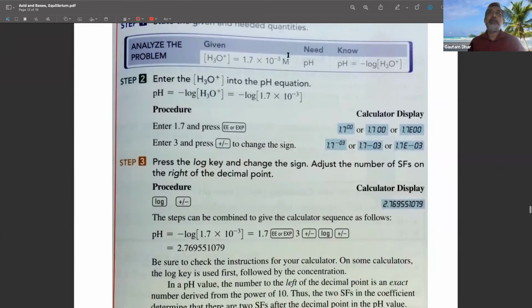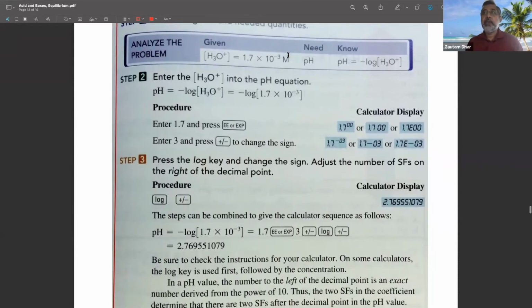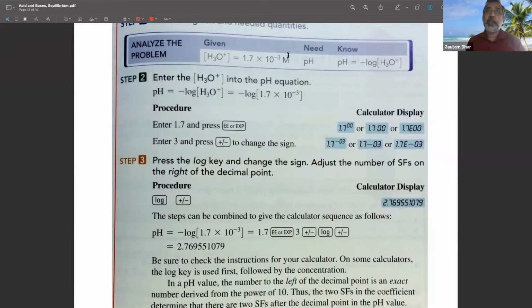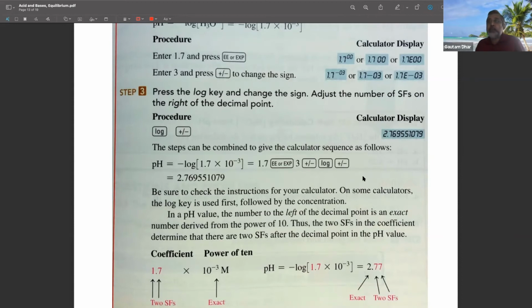So this problem actually walks you through the calculator. Now, if you already know how to do it, that's fine. Okay, just give me the pH in the correct number of decimal places. So here you can see that there are two significant figures, so your answer must be in 2 decimal places when you give the pH. So you all got 2.76955 on the display, right? Yes. Okay, so now you have to practice it several times.